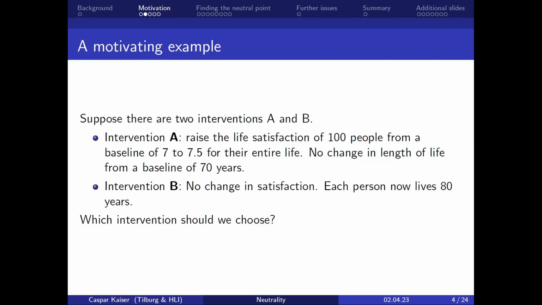Does anyone want to make a choice? Yeah? On what does it depend?